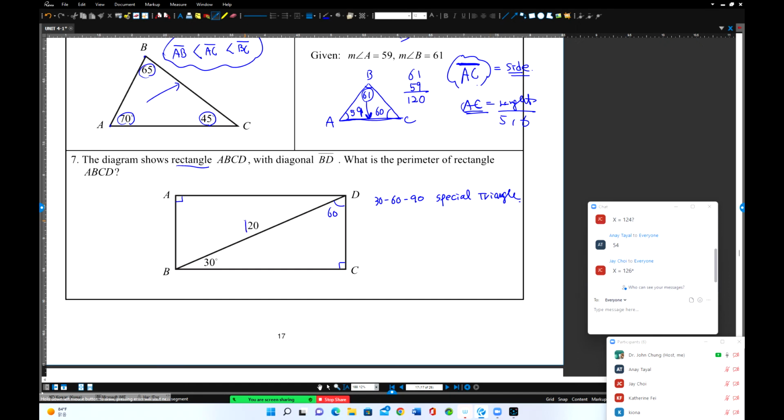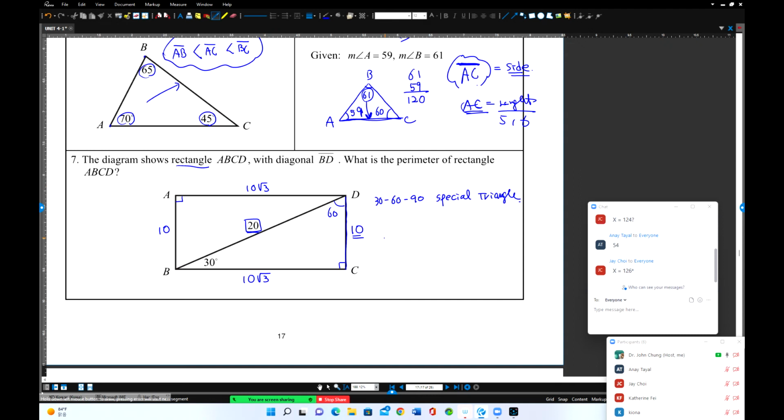We know that this is the hypotenuse. The total side adjacent to 60 is always half of this number, which is 10. The long leg is 10 times rad 3. That is the formula, right? Just multiply rad 3 to this short side. This is 10, opposite also 10. This is 10 rad 3, opposite also 10 rad 3.